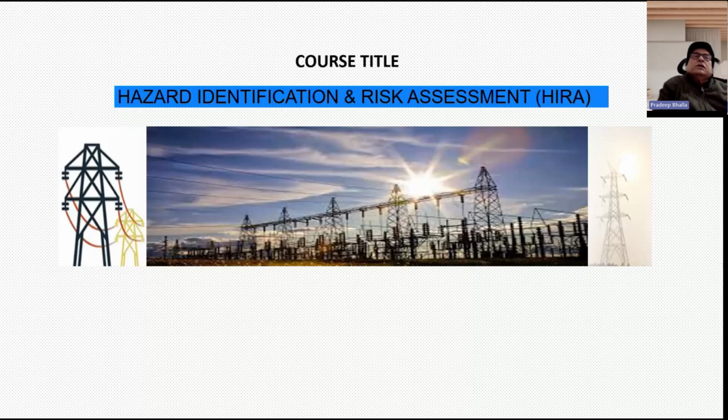So today's session is basically on hazard identification and risk assessment, which I will give an overview of today, followed by our organization's profile and the future courses which are coming. And let me start.